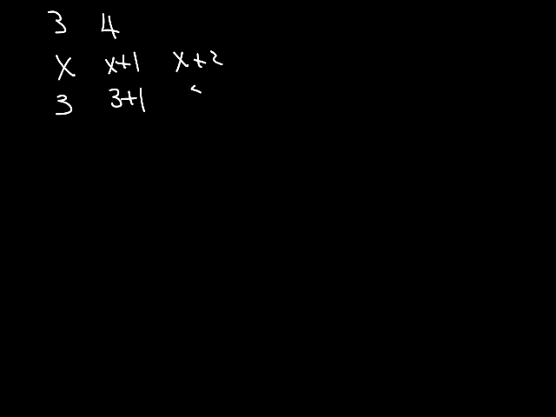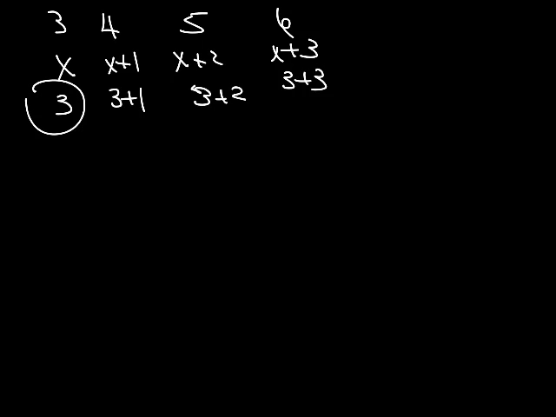Well, 3 plus 2 is 5. And the next one was 6. How did we get 6? X plus 3, or 3 plus 3, because we knew that our first number was x.